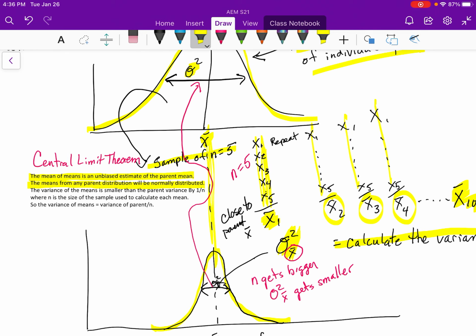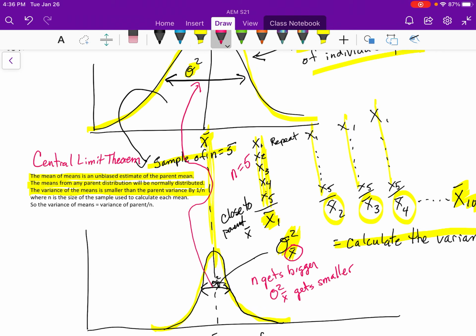So if you collect a bunch of them, they will be normally distributed. That is weird. We're going to explore that too. It is really weird, but it's true. It's a property of the mean. Even if the parent is shaped like a camel with a two-hump camel on the back, the means will still be normally distributed. The variance of the means is smaller than the parent variance by 1 over n.